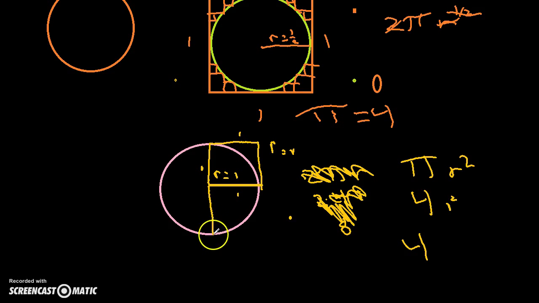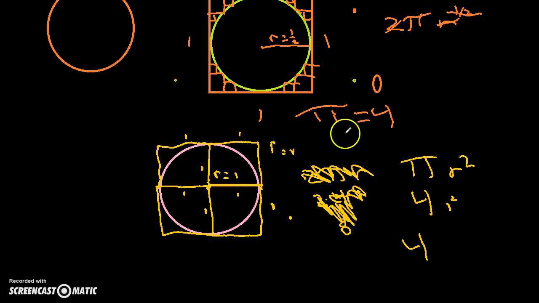Now let's make this. This is also the radius, so this is also 1. Same with this one, and same with this one. So now we have 4 squares, and their areas will add up to 4. That will be the same area as the circle, but they are not the same.